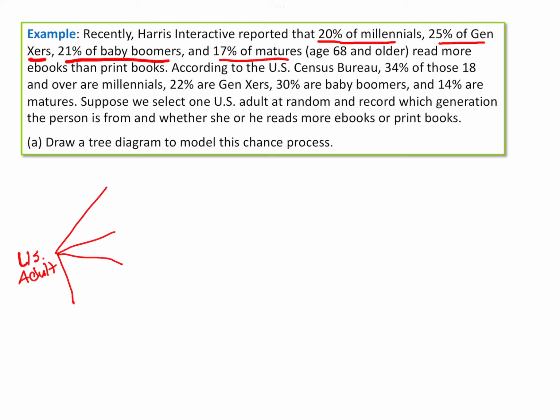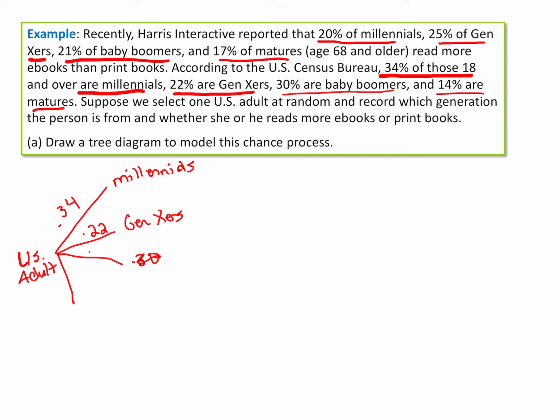So notice, according to the Census Bureau, we have our 34% millennials, which we have right here, all of our 4 things again. So we have millennials as one of our options. Well, 34% are millennials, so we put a 34 on that one. Our Gen Xers are 22%. 30% are baby boomers. I'm going to abbreviate in here. And then 14% are our matures. That's what the U.S. Census Bureau told us.